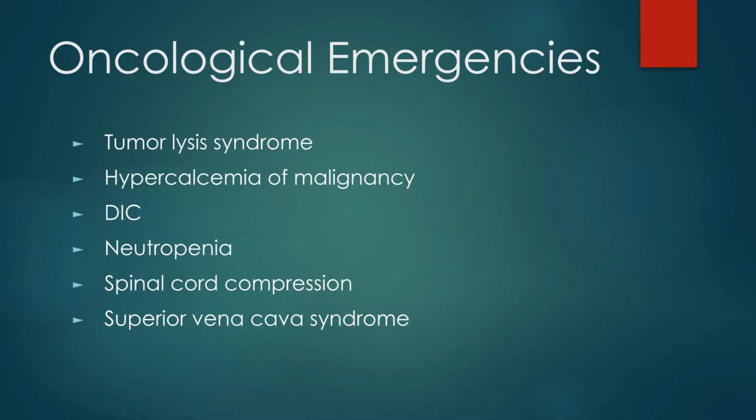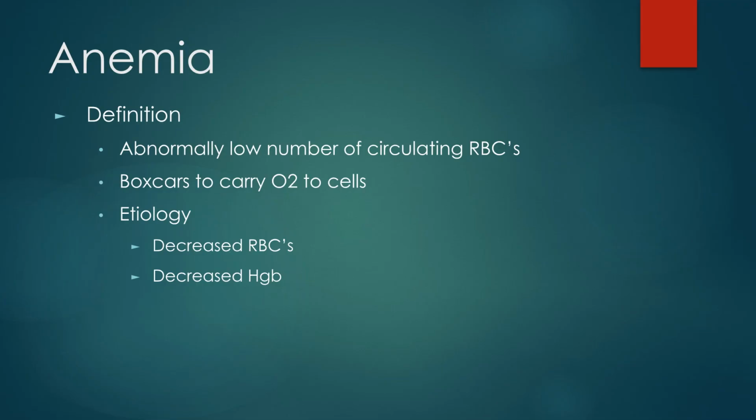These include tumor lysis syndrome, hypercalcemia of malignancy, DIC, neutropenia, spinal cord compression, and superior vena cava syndrome. Anemia is defined as an abnormally low number of circulating red blood cells, which transport oxygen. It is caused by decreased red blood cells or decreased hemoglobin.